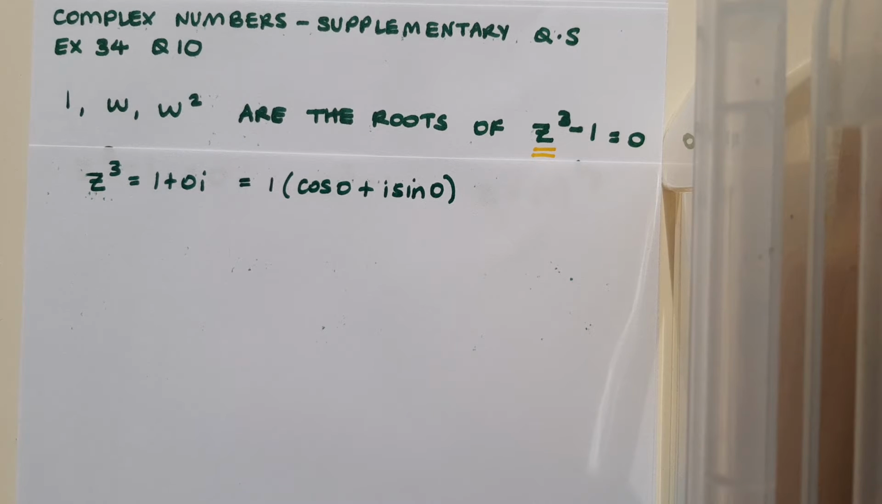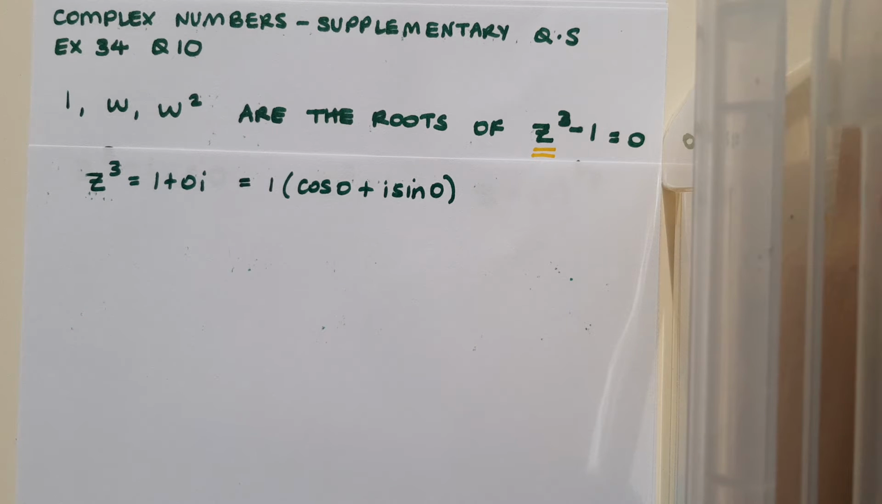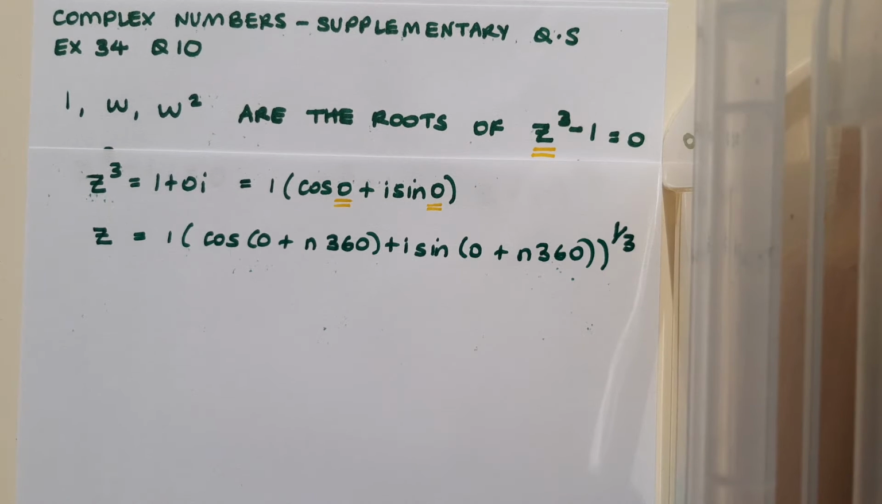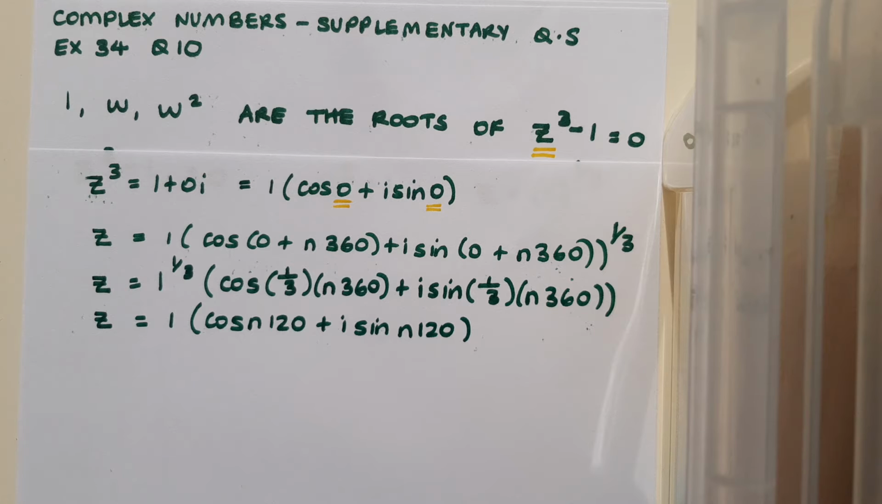Now I want to work out z, so I want to bring the cube from the left-hand side of the equation to the right-hand side. It'll be a power of a third, but as I'm doing that, I must also take into account the need to write my angles in general form. So don't forget, any time that I apply a fraction power, I need to include my general form of n360. Now I'm going to apply de Moivre, which is just using my power, applying it to my modulus, and then multiplying it by the angles. And I can tidy this up slightly to give me z equals 1 cos n120 plus i sin n120.